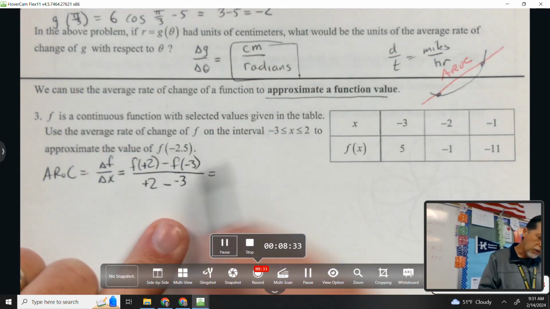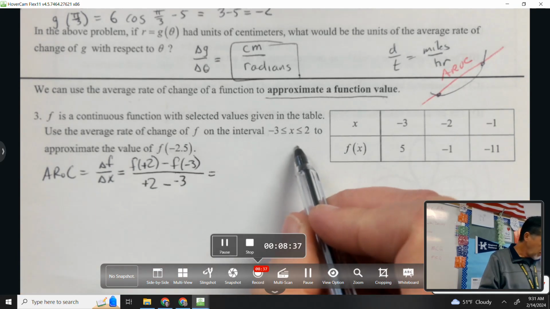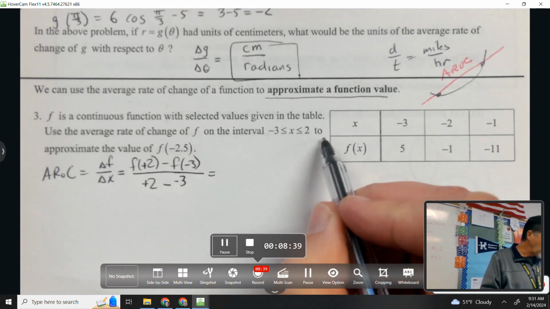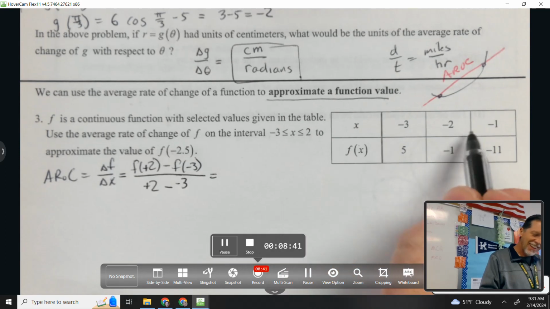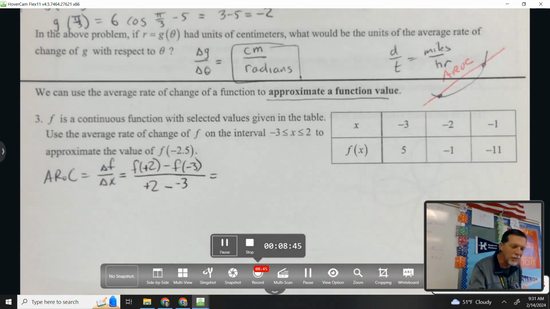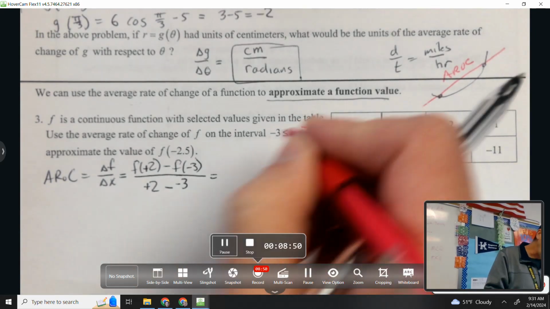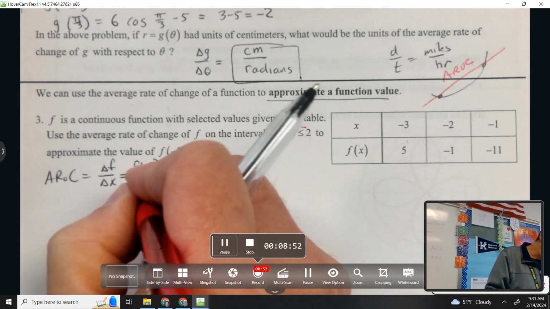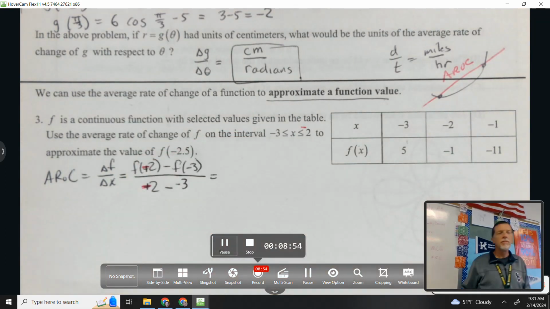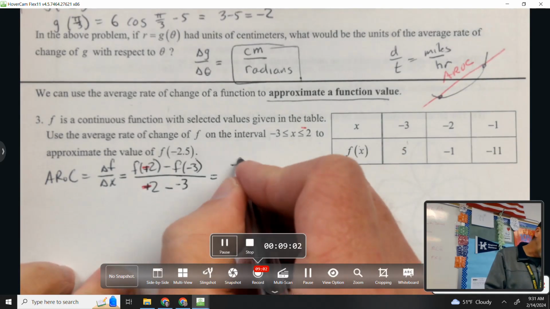Okay, f of 2, I can just look at the picture. Wait a minute. I think it's supposed to be negative because I don't have a positive 2 on my table. So I was right and didn't know it a minute ago. So let's make that negative again. So I was wrong but right, and you were right but wrong. So let's fix it. f of negative 2 would be negative 1.